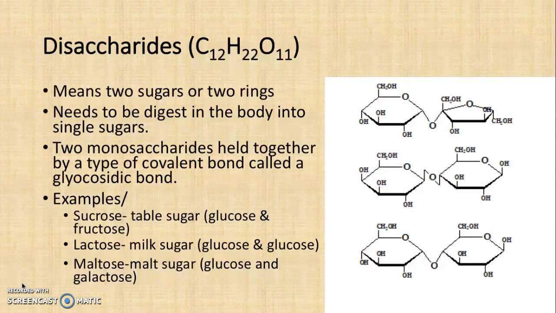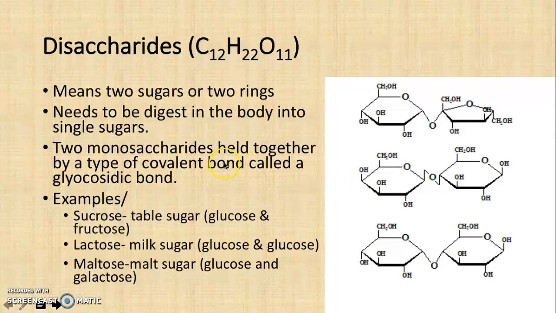Next we have our disaccharides. Disaccharides means two sugars or two rings. You can see different disaccharides over here. You take two of those monosaccharides, put them together, boom, disaccharide. Perfect. Disaccharides need to be digested or broken apart within our body. They're already too big to fit into our individual cells, so they have to be broken apart in order to be transported around our bodies.